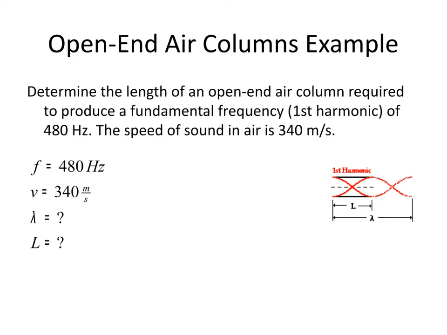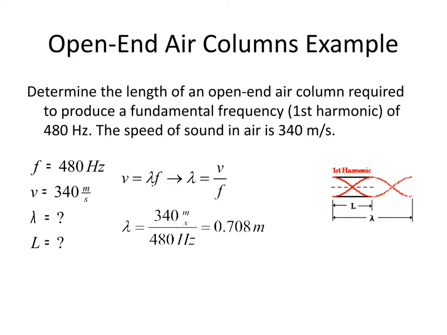We'll write down our given values. So we have 480 Hz for the frequency. The speed of the wave is 340 meters per second. Our wavelength at this point is unknown, and so is the length of the air column. We'll find the wavelength first. Using the universal wave equation, v equals fλ, we'll rearrange that to get λ equals v over f. Then we'll substitute the values that we know: the speed of the wave, 340 meters per second, divided by the frequency of the wave, 480 hertz, and we get 0.708 meters, or 70.8 centimeters.